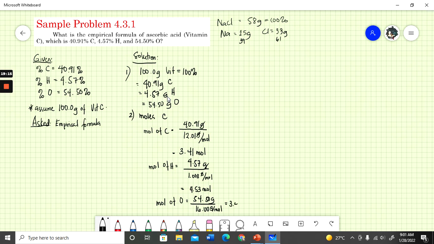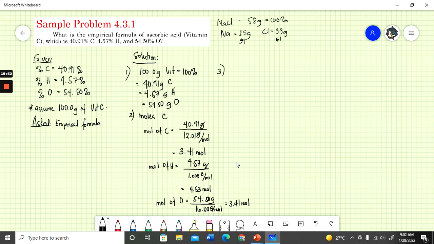Yeah, that's 3.41 moles. So after finding that, that is each mole of the element. After finding each mole of your element, step number 3 is to take the smallest number of mole and then divide all moles. So we have 3.41, 4.53, and 3.41. What's next is identifying the smallest mole, and we know the smallest mole is actually 3.41. So we will take that 3.41 and divide everything.